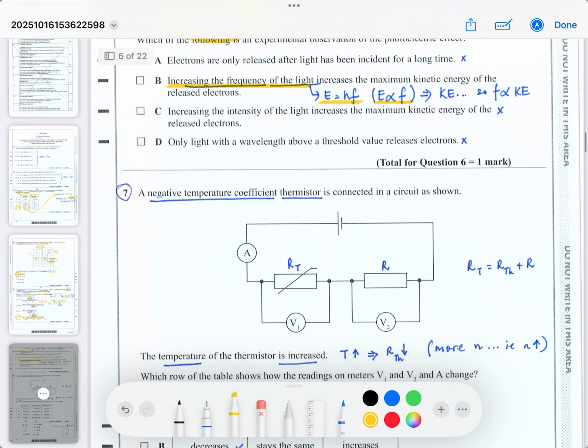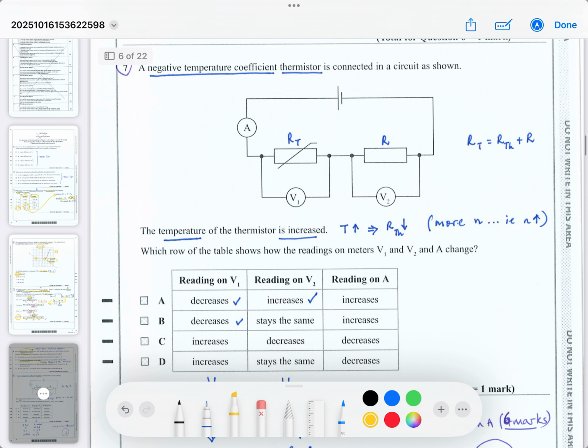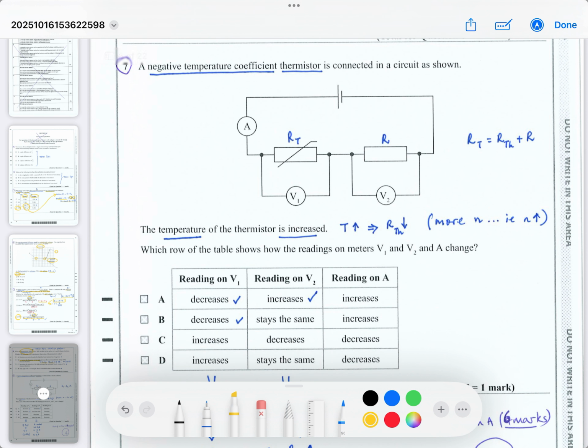Okay, so it's a different part of the course. So don't worry about question 6. Question 7 is the next one we need to look at. Here we have a negative temperature coefficient thermistor connected in series as shown. So this is the negative temperature coefficient thermistor.